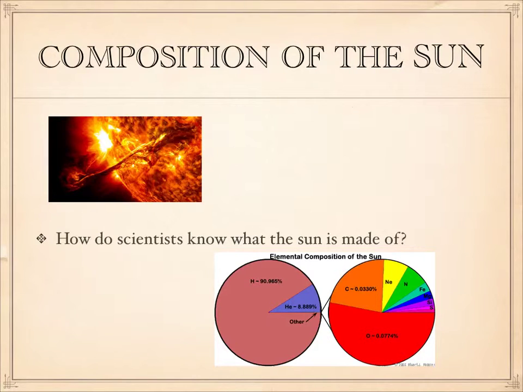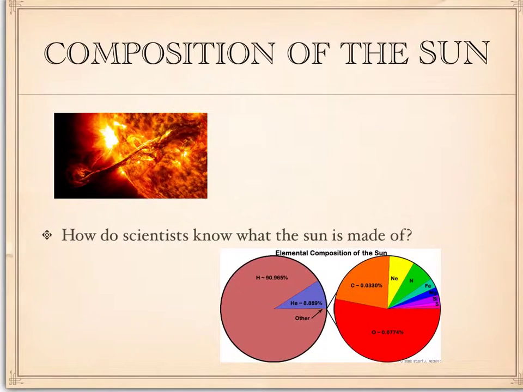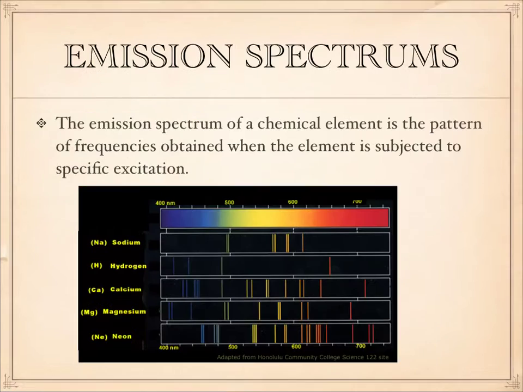Have you ever wondered, how do scientists know what the sun is made of? I mean, we know that it's mostly hydrogen and helium. About 99% of it's hydrogen and helium. How do we know that? How do scientists know what the composition of the sun is, or any of the stars?